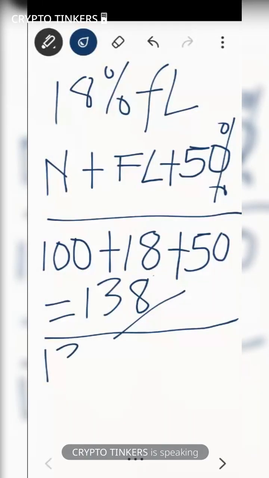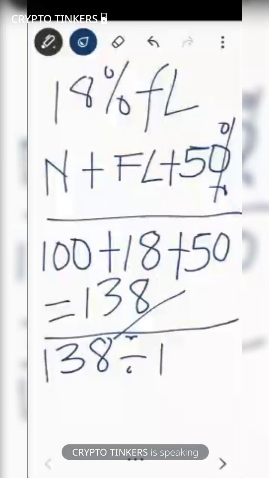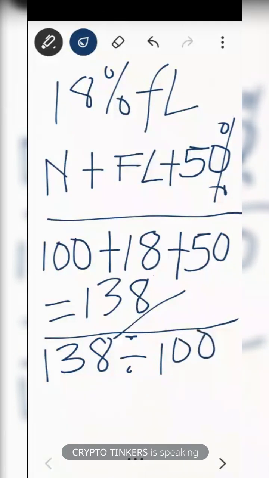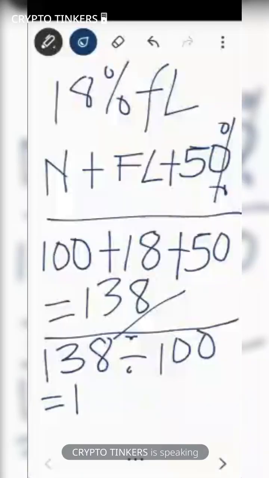Now, when you're done with this section, now that you've gotten the 138, you now come down and then you do 138 divided by our constant 100, which is letter N, and then it's going to give us a ratio of 1.38. Beautiful.